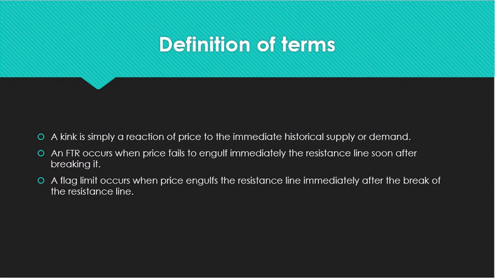Then we also need to know that an FTR occurs when price fails to engulf the resistance line immediately after breaking it. A flag limit occurs when price engulfs the resistance line immediately after the break of the resistance line. So guys, these are the three main aspects that help to explain or come up with the price action zones. You need to understand the kink, you need to understand the FTR, and you need to understand the flag limit.